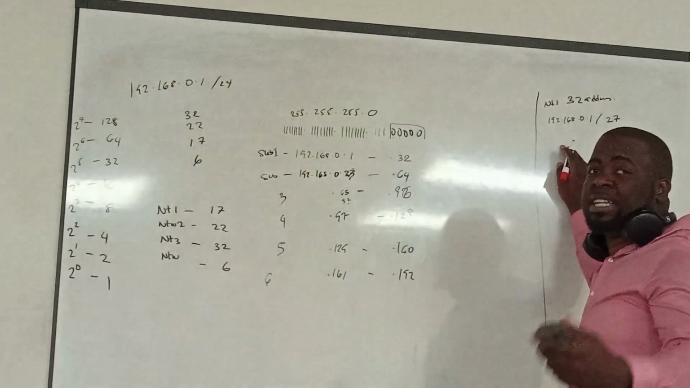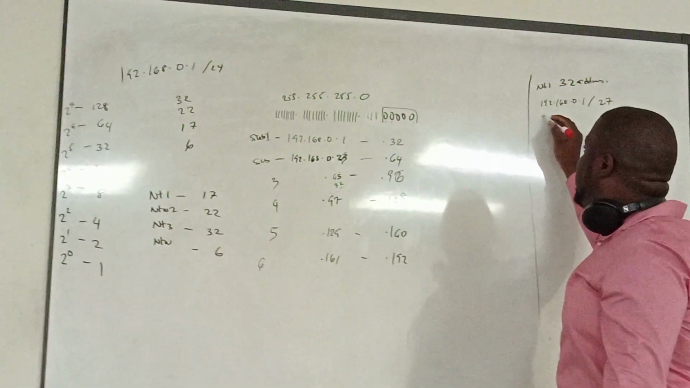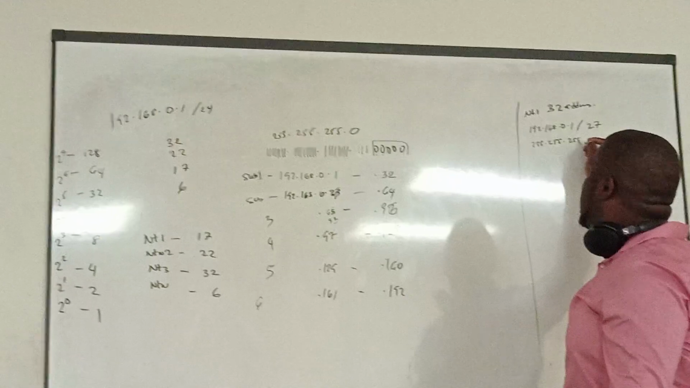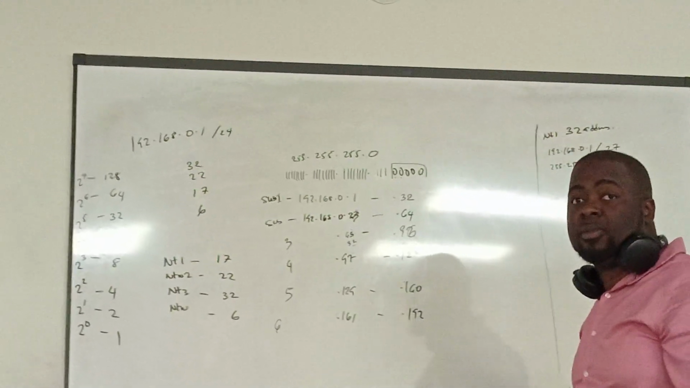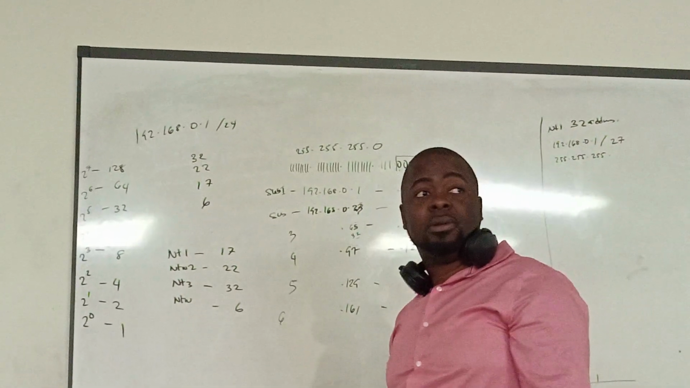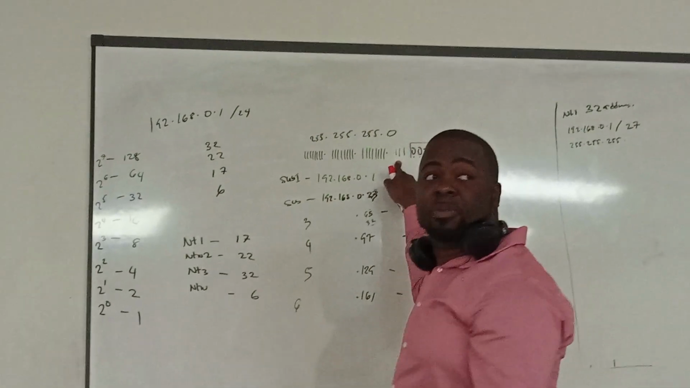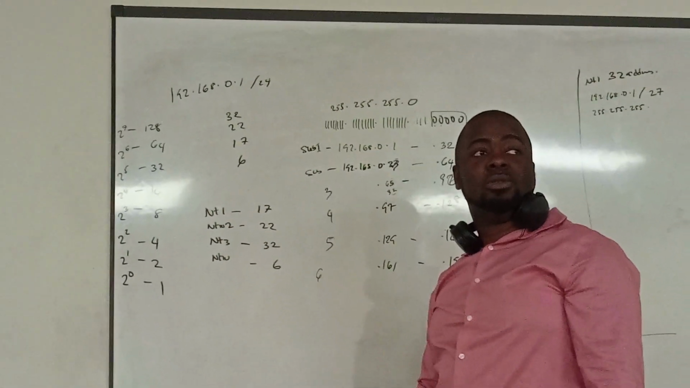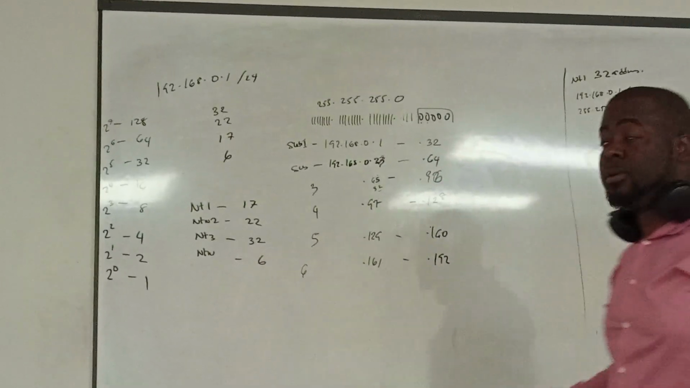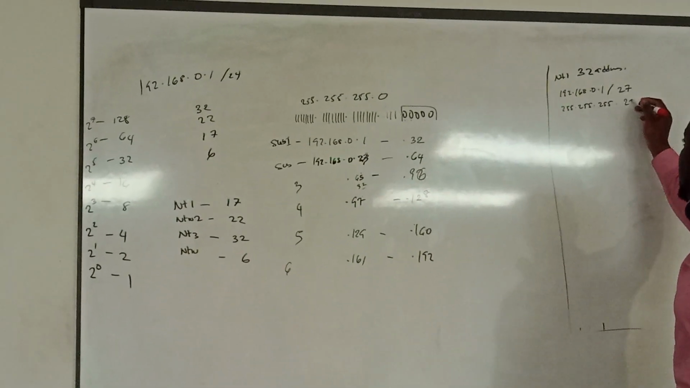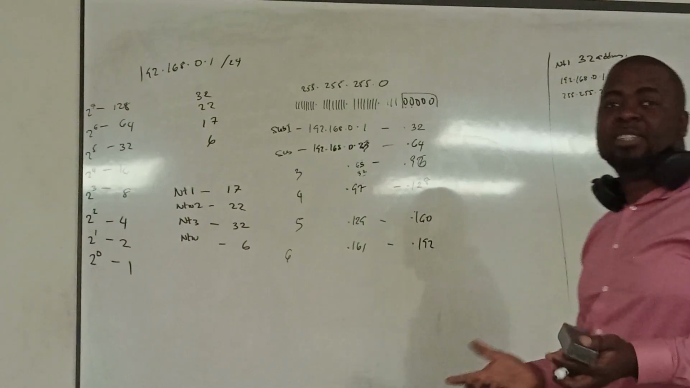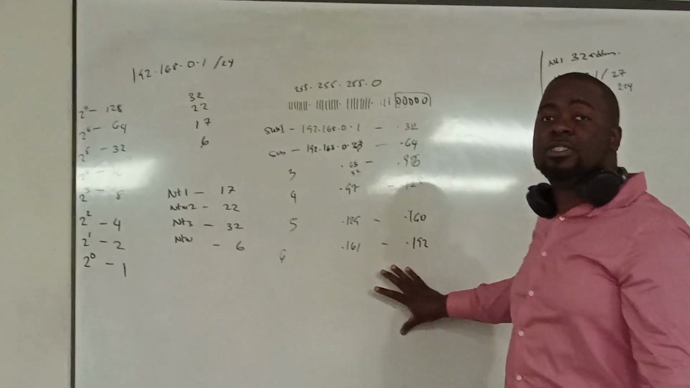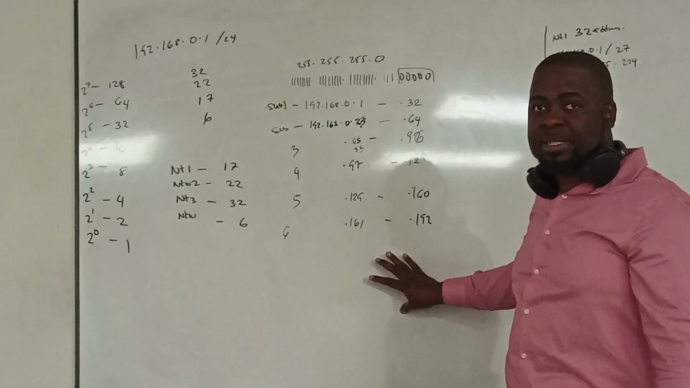What is our subnet mask in binary? It will be 255.255.255, and the last octet is not 0. Remember we borrowed 3 bits. So now the 128 plus 64 plus 32 is what? 224. So how many subnets do we have? We have about 7 subnets left, right?